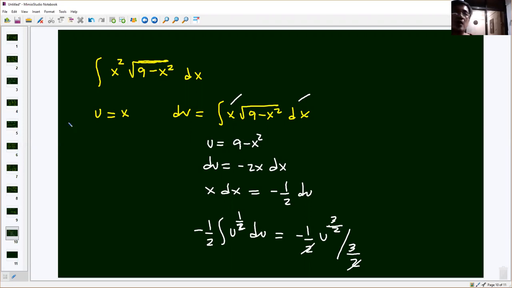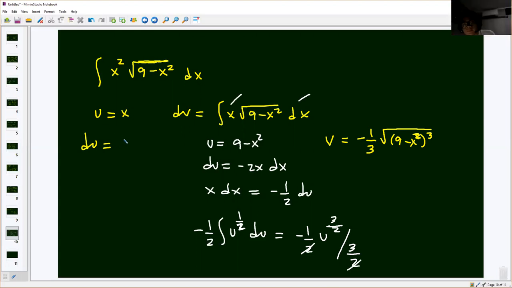So, meron na akong v. Sulat ko na rito. If dv, therefore ang v ko ay negative 1/3 u to the 3 halves. That is square root of 9 minus x squared cube. Right? Sundan? And then dito, what is du? U is x, what is dx? There, and then, okay, nag-by parts na ako. Set up na natin yung by parts.